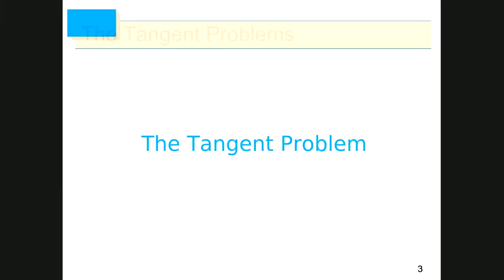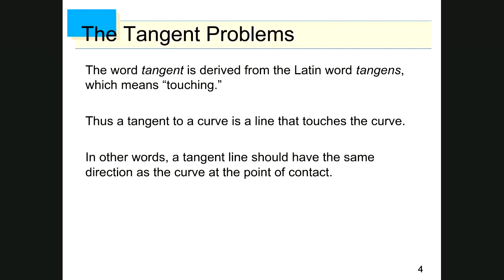All right, tangent problem. So when I say tangent, what comes to mind? You think of a tangent to a curve to be a line that touches a curve. I'm sure by now you all know that a tangent touches a curve at exactly one point. That is the basic definition of a tangent.